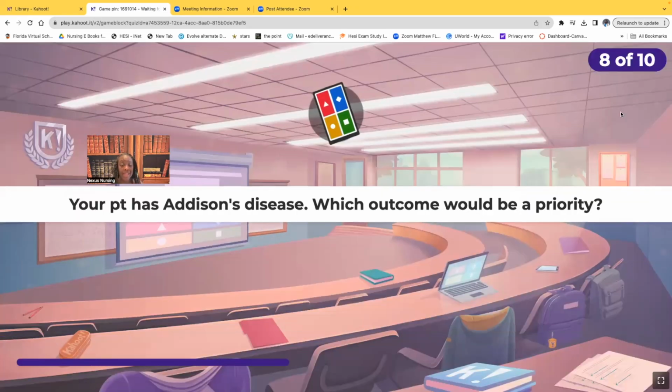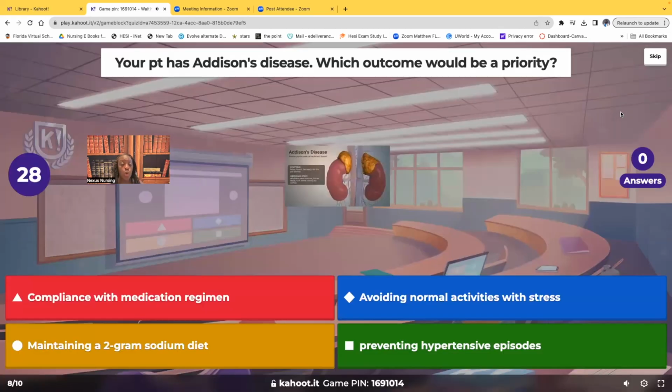All right, your patient has Addison's disease. Which outcome would be a priority? Would it be compliance with the medication regimen? Would it be avoiding normal activities with stress? Would it be maintaining a 2-gram sodium diet? Or would it be preventing hypertensive episodes? What do you guys think?